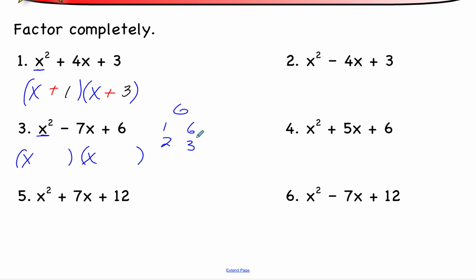Well, which pair, when we add them together, gives us 7? Well, that's 1 and 6, so we're going to use a 1 and a 6. This tells us that the factor signs are the same, and this tells us what the factor signs are. They are both minus.